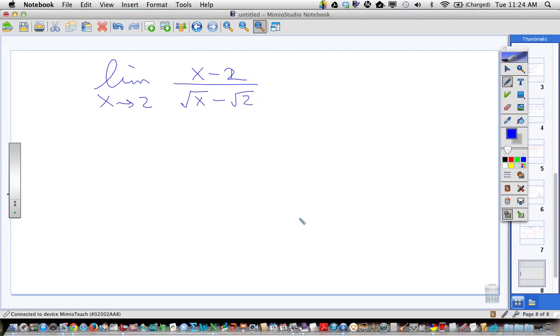So here'd be one where if we try to plug a 2 in, 2 minus 2 is 0, square root of 2 minus square root of 2 is 0, 0 divided by 0. So now we got to keep going. And whenever you see the radicals, that's when you think conjugate.